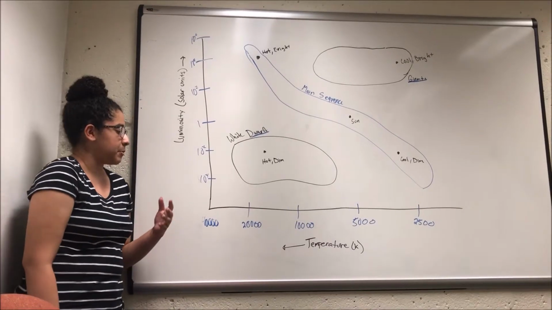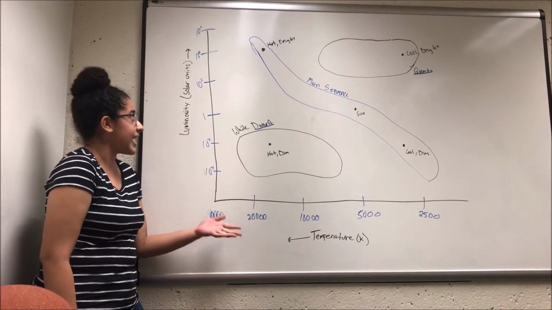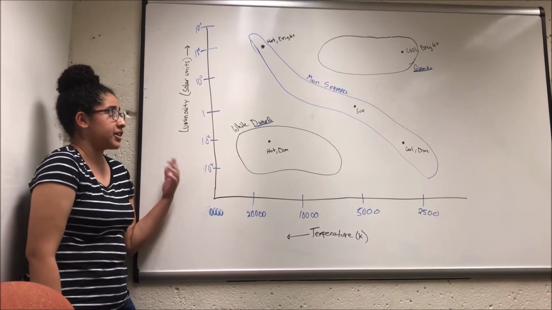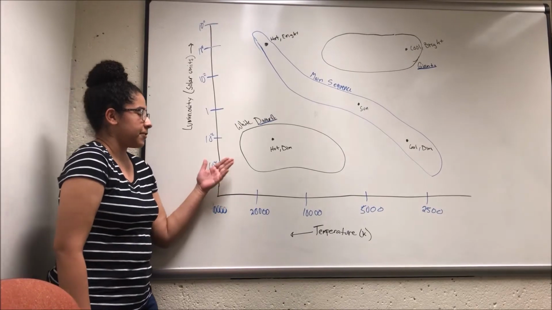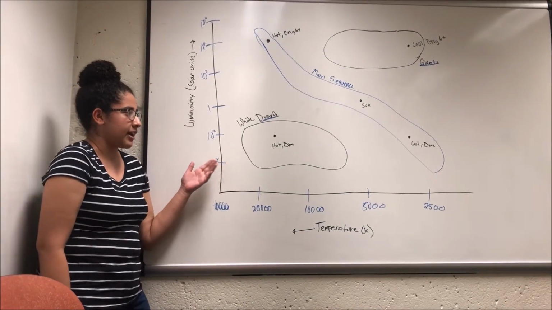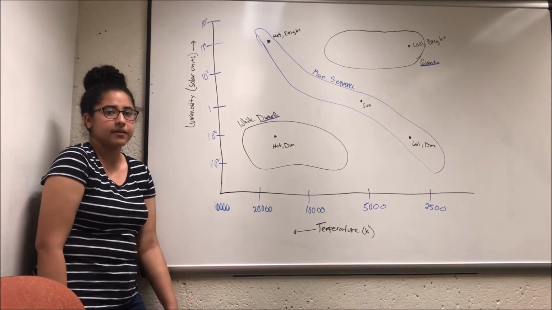Another example would be the white dwarfs, which are high in temperature but low in luminosity, meaning the star is smaller and harder to see. These stars are in their final stage of being a low mass star. An example of this would be Sirius B.